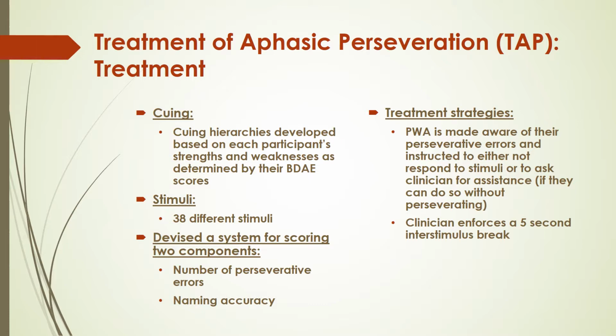And the scoring system was made up of 2 specific components: the number of perseverative errors and naming accuracy. The treatment strategy itself consisted of a person with aphasia being made aware of their perseverative errors and instructed to either not respond to stimuli or to ask the clinician for help if they could do so without perseverating. And in between tasks, the clinician enforces a 5-second interstimulus break.